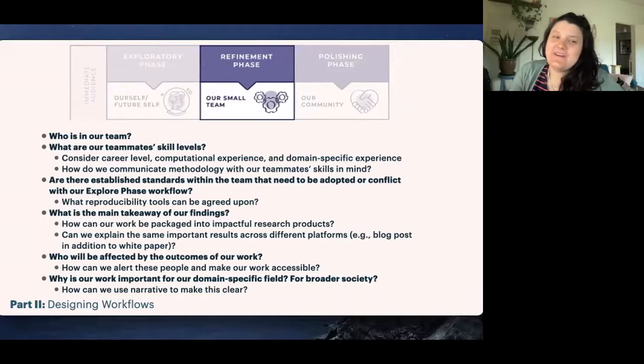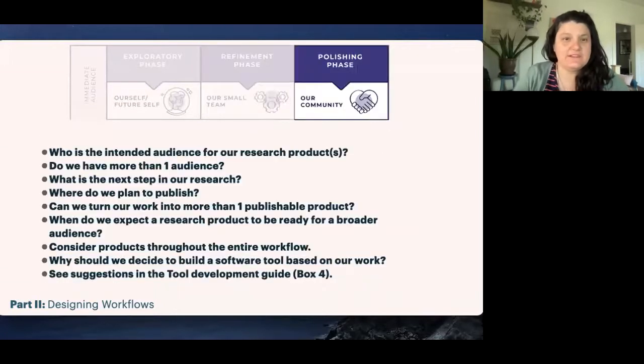This will help you understand how to package an impactful research product. How will you be affected by the outcome of your work, or who will be affected? Is your work accessible? Why is our work important for our domain-specific field and for broader society? This helps you understand and prepare for the next polishing phase. And then for the community, who is the intended audience? Is it just one research field? Is it multiple fields? What are the next steps in the research? Who's going to build off of this research? Where do you publish? What are the journal standards for where you're going to publish?